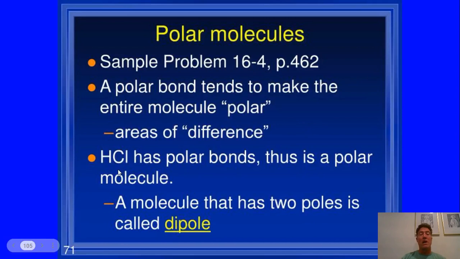Now, when we talk about polar bonds, if HCl has polar bonds, it is thus a polar molecule. And a molecule that has two poles, a slightly negative charge on the Cl and a slightly positive charge on the H, is called a dipole, two poles.